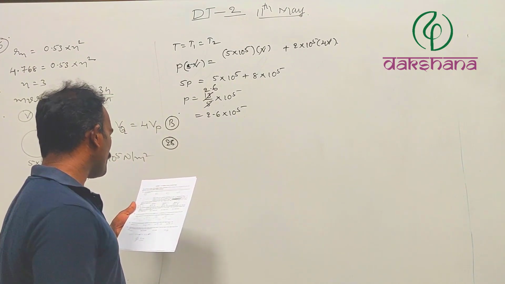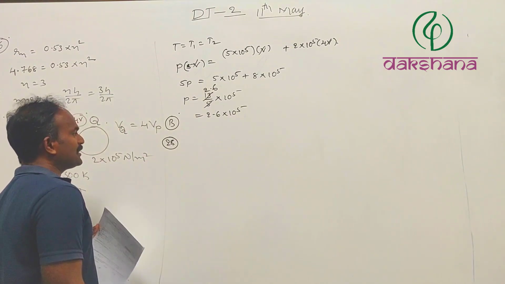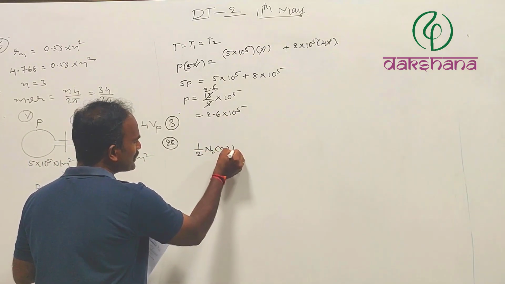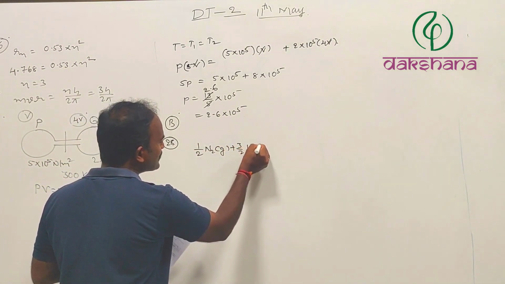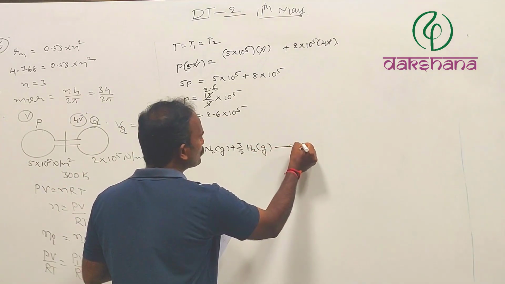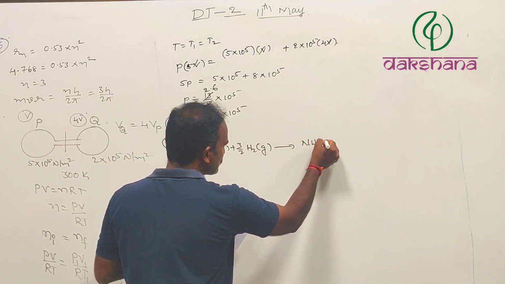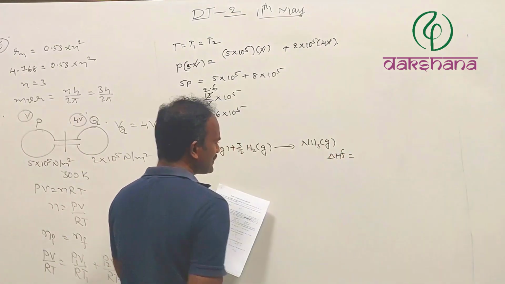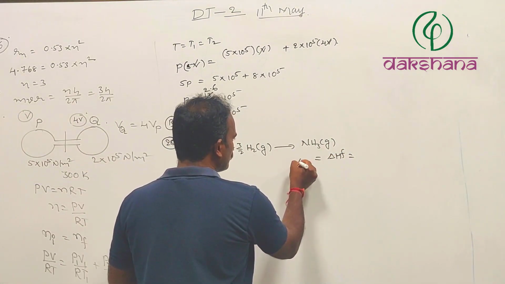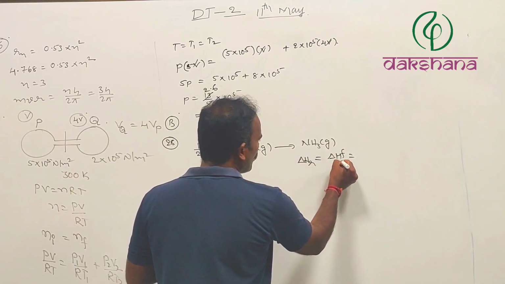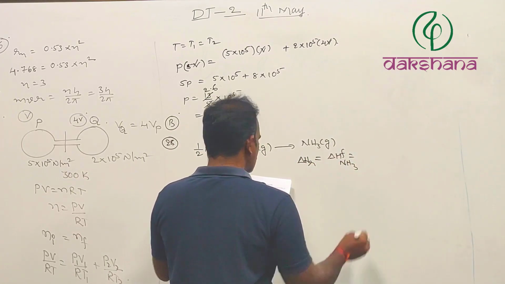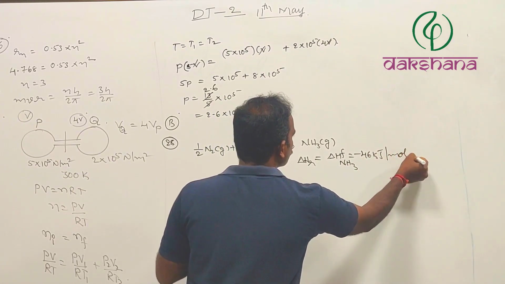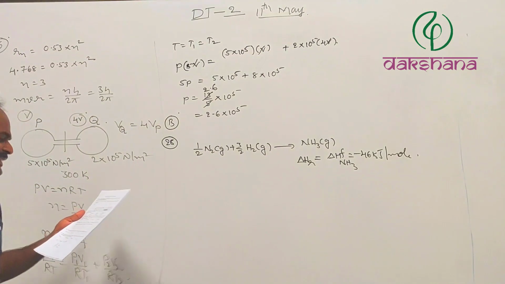Question number 28. The standard enthalpy of formation of ammonia: 1 by 2 N2 gas plus 3 by 2 H2 gas gives NH3 gas. The enthalpy of this reaction, which is the enthalpy of formation of ammonia, is equal to minus 46 kilojoules per mole.